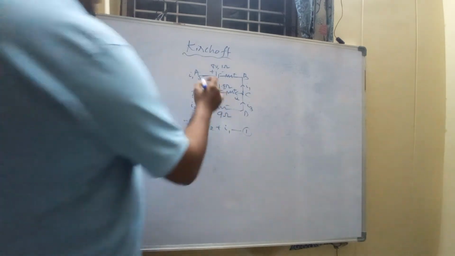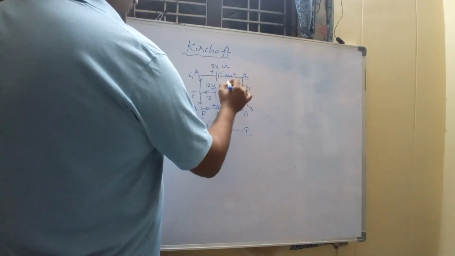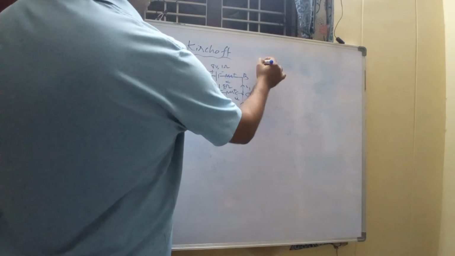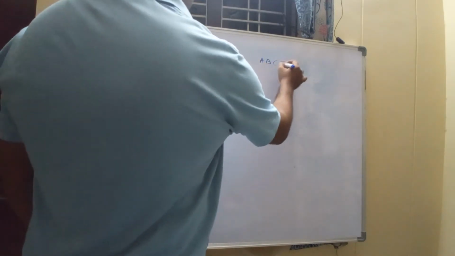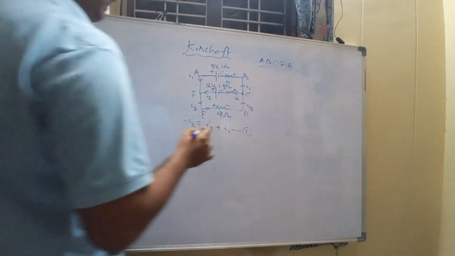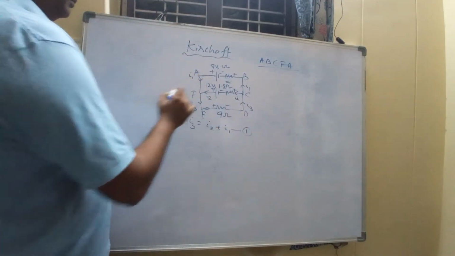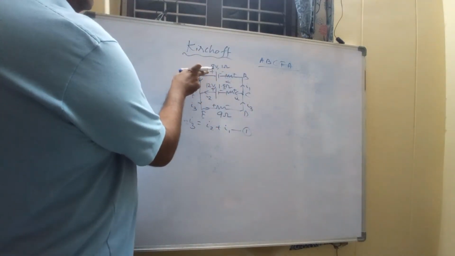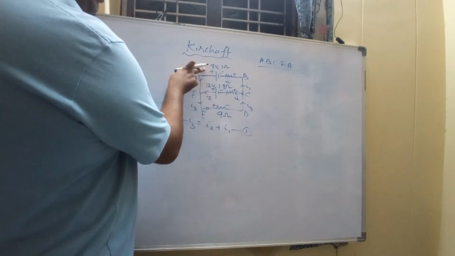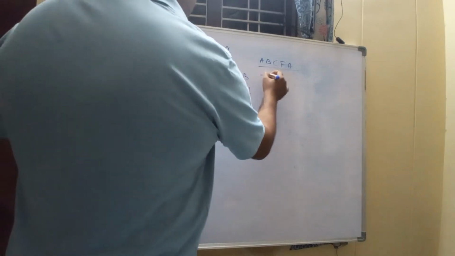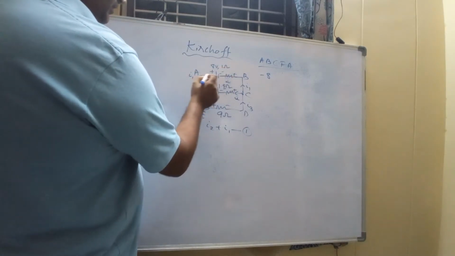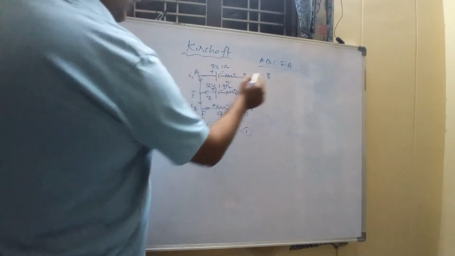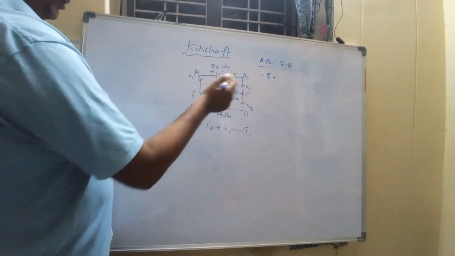Then let us take our loop. We will take in this direction A, B, C, F, A. So start from here. We are encountering a battery. We are going from plus to minus, so it is minus 8. And the current direction is like this, so minus to plus, so plus, there is a potential rise.